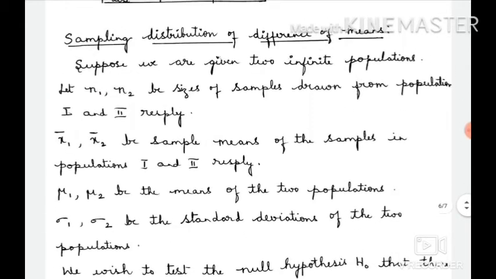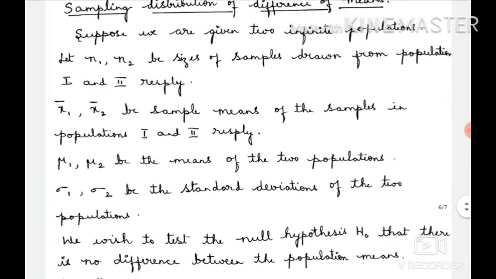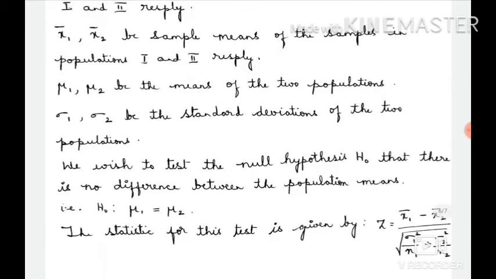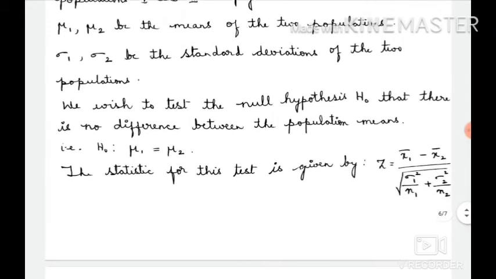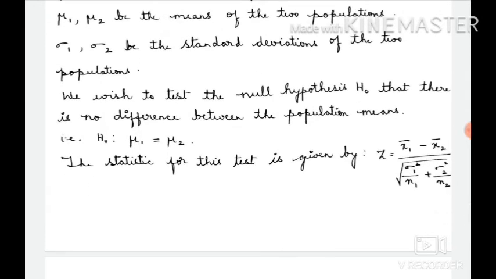Next, we have the sampling distribution of difference of means. In this case, we pick up two samples from two different populations or maybe from the same population. N1 and N2 are the sizes of the samples drawn, X1 bar and X2 bar are the sample means of the samples, mu1 and mu2 are the means of the two populations from which the samples are drawn, and sigma 1 and sigma 2 are the standard deviations of the two populations from which the samples are drawn. So here the null hypothesis formulated is there is no difference between the population means, that is mu1 is the same as mu2.